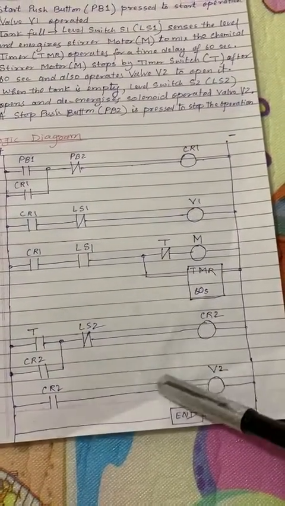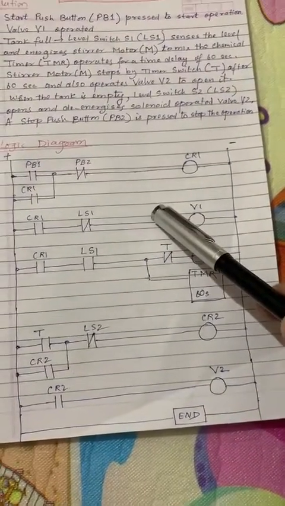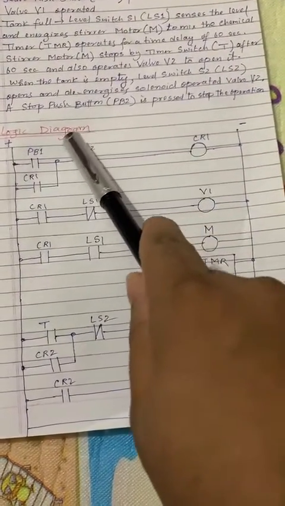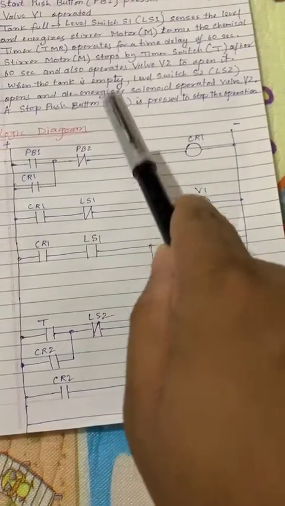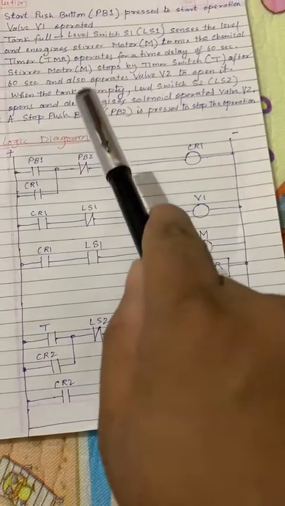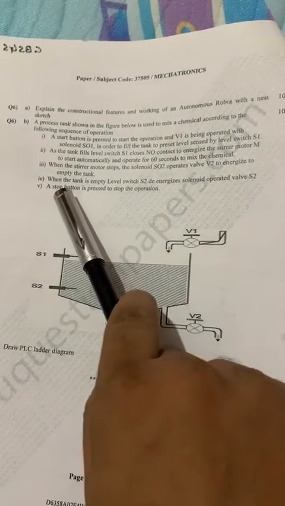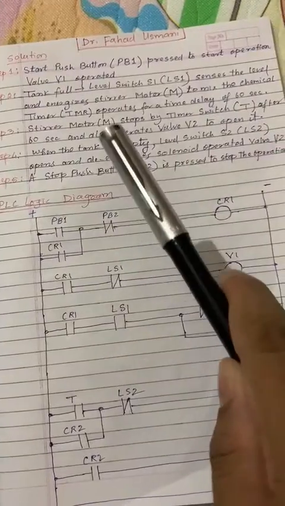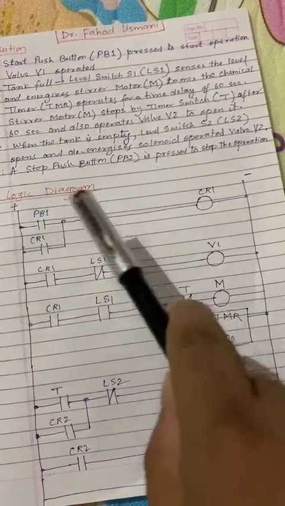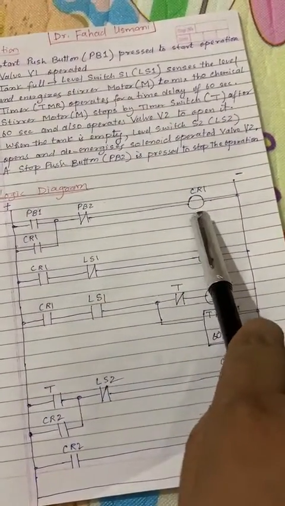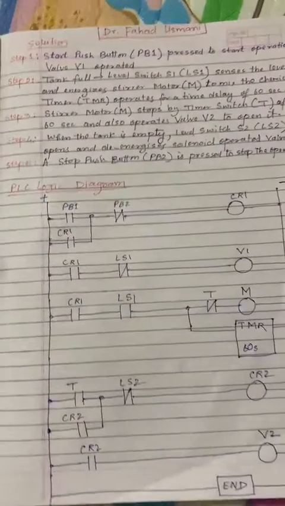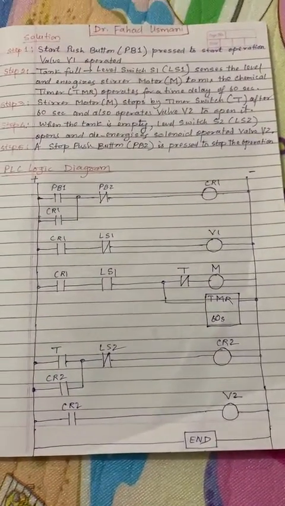Now again it will start from the start, but here in the start I didn't tell you about this push button 2. This is normally closed. This button is there to stop the operation. As you see here, a stop button is pressed to stop the operation. So this is that stop button. When you press this, it opens and the current stops flowing to control relay 1 and it stops. Okay, simple. It's very simple, guys.